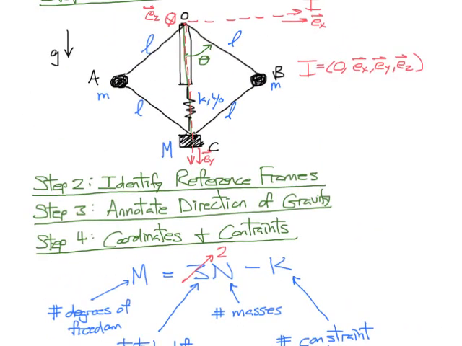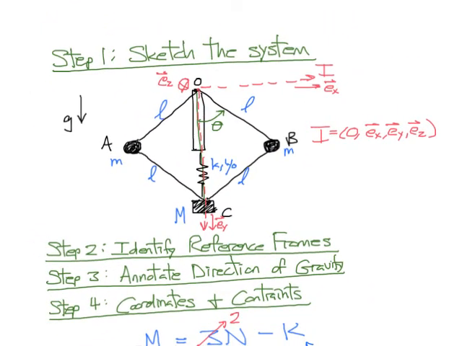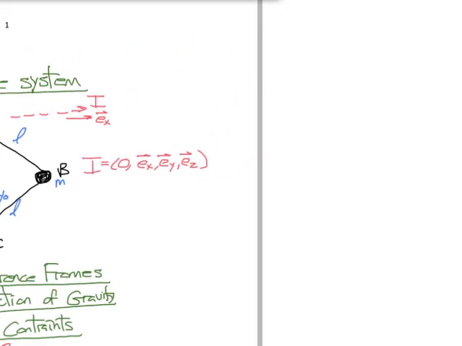Now what these constraint equations are doing is they're going to relate the positions of each of these masses, A, B, and C, individually to the point O using theta. And so what we'll do is we'll consider the geometry of this 4-bar mechanism individually for each mass.